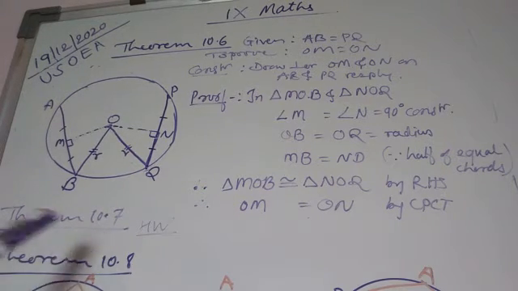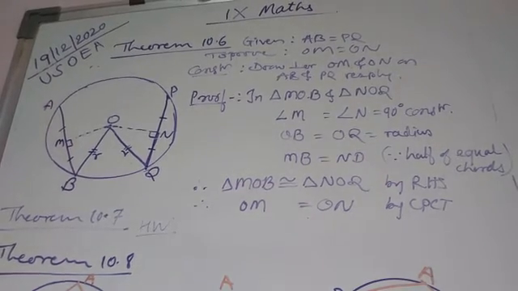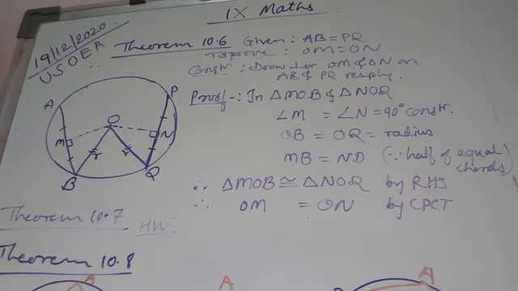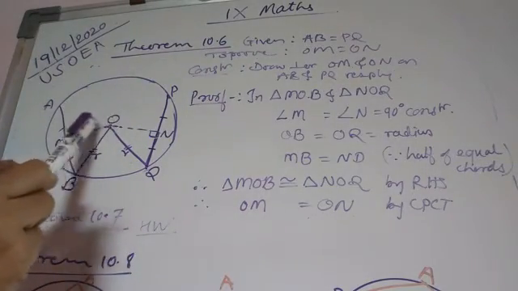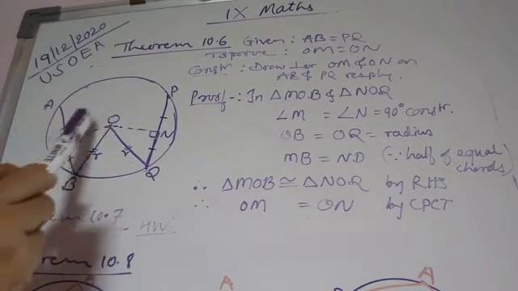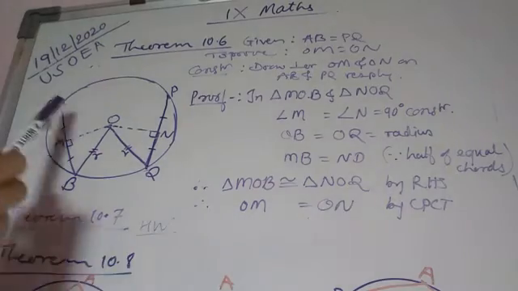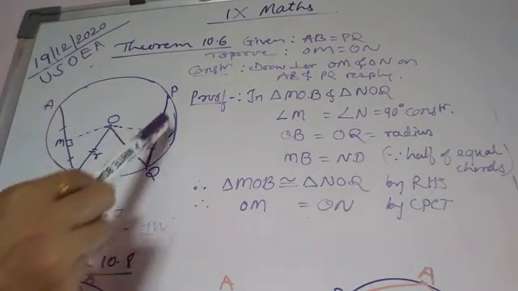Now theorem 10.7 is just the converse of it, which says that chords which are equidistant from the center have equal lengths, that we have to show. It means here it is given that they are equidistant from the center, meaning OM is equal to ON, that is given to us, and we want to show that AB is equal to PQ.